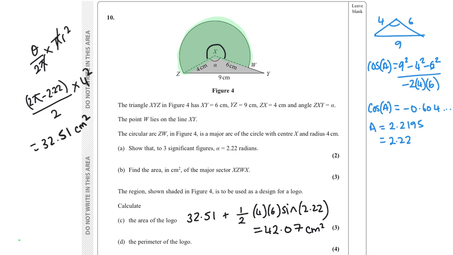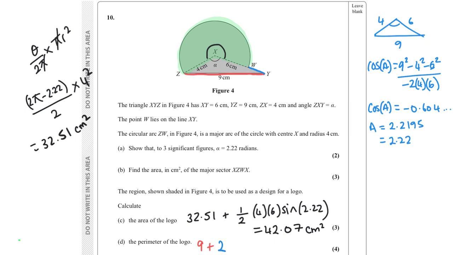Okay, and then the next it wants the perimeter of the logo. So I always like to do this step by step. I'm going to do what I know first. I'm going to trace around the outside. So we know that's 9 plus, in a different colour, this WY. Now, if we know this whole length is 6 and the radius is 4, then WY must be 2.